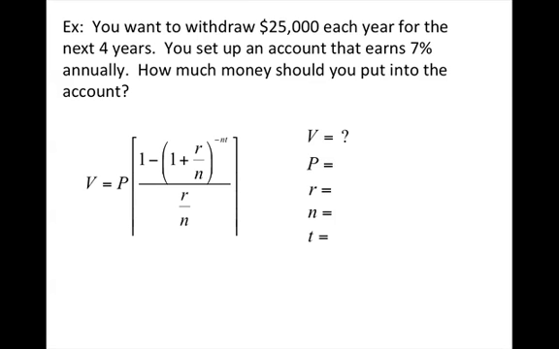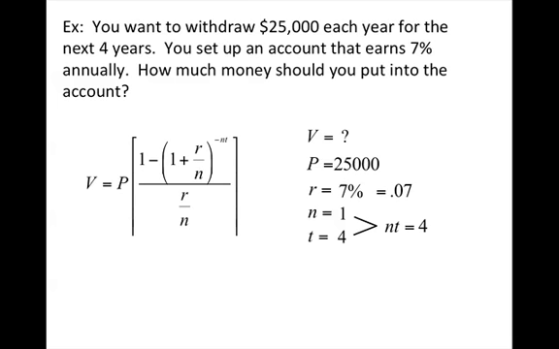P is the amount of the withdrawals that I'm going to make. And this time I'm withdrawing the $25,000 each year. So my P is $25,000. R is my interest rate, which is 7%, and if I divide by 100, I get 0.07. N is the number of times compounded per year. It's compounded annually, so my N is 1. And then finally, T is my number of years. I'm doing this for 4 years, so T is 4. And as with the previous examples, I'm going to go ahead and multiply NT. 1 times 4 gives me 4.